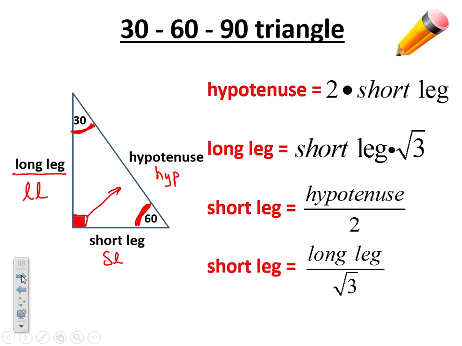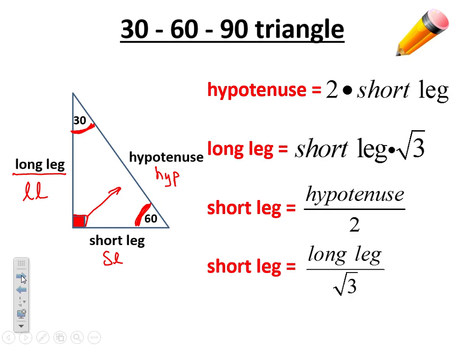Then, if I need to find the short leg, there's two ways to do that. I can take the hypotenuse divided by 2, or the other way to find the short leg is to take the long leg divided by the square root of 3. So these 4 equations you have to have written down. You're going to have to know them. So make sure you do a good job and get all of this on the slide written down, please.